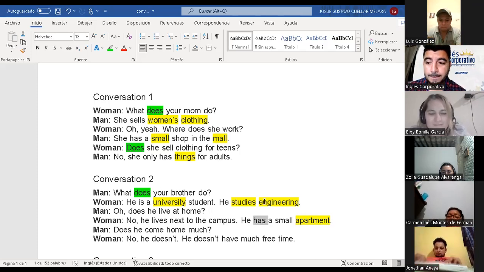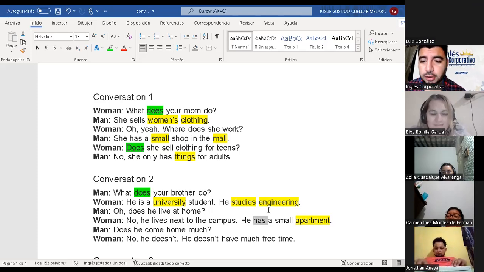Se utiliza para las terceras personas. Para las terceras personas. Good. So, he has a small apartment. Él tiene. Él tiene un apartamento pequeño.